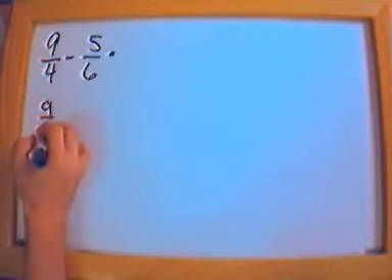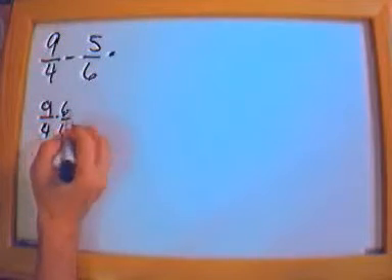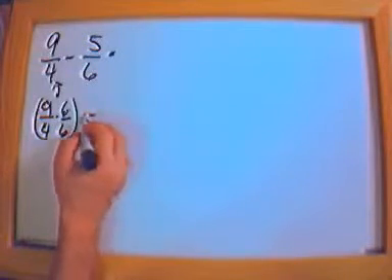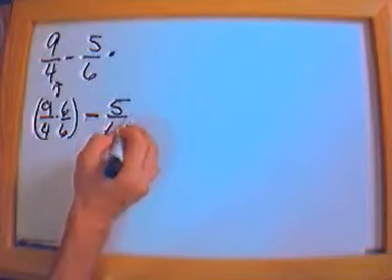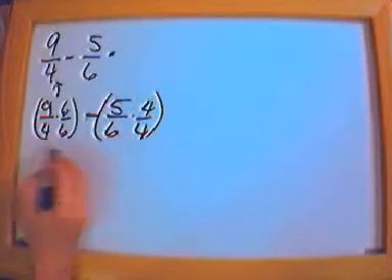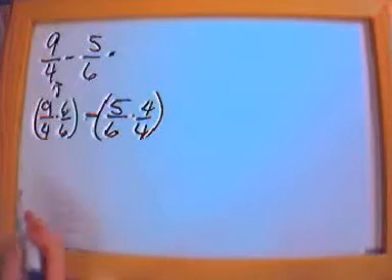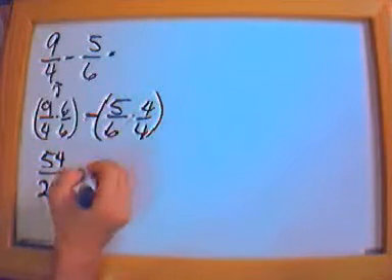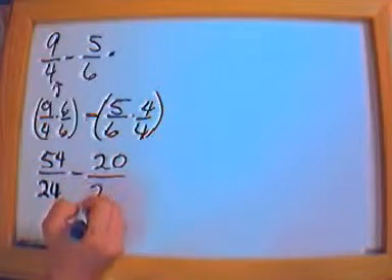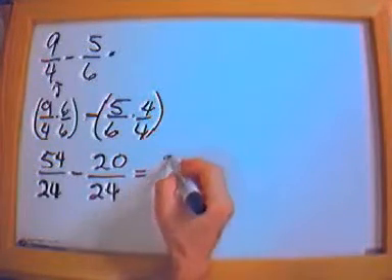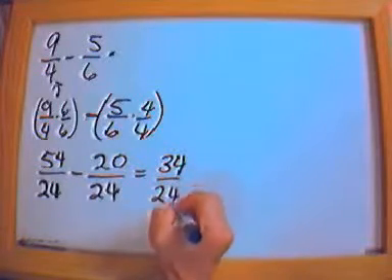Okay, so 9 over 4 times 6 over 6, that's equal to this fraction. I've changed nothing. Minus 5 over 6 times 4 over 4. Again, I've changed nothing, but now the bottom will be equal to 24. 9 times 6 is 54. 4 times 6 is 24. So I got my 24. 5 times 4 is 20. 6 times 4 again is 24. Now I'm good to go. I can subtract these things. And this is going to be equal to 54 minus 24 is 34 over 24.